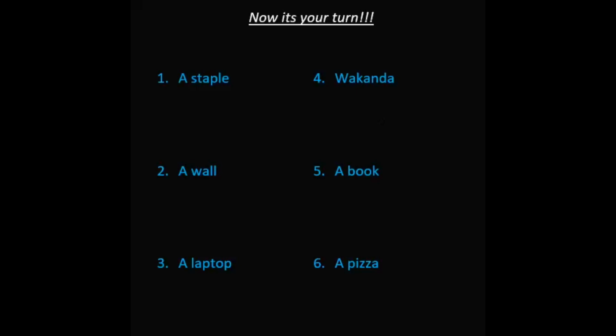I think that it's your turn, because you guys have learned all of this stuff. So first I'll just read out these 6 words here. The first one is a staple, second one is a wall, third one is a laptop, fourth one is Wakanda, fifth one is a book, and sixth one is a pizza. Now you guys can pause the video and work out all of these and write down what you would use to measure each of these items, right? So, pause the video now and work them out. I'll be waiting. Don't worry, I'm staying right here.